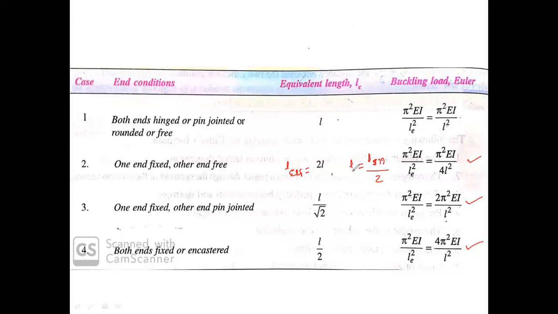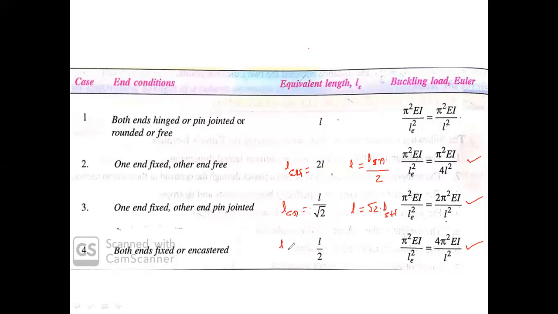So substitute L in terms of effective length. Your value will be pi square EI by L effective square. Substitute L as L effective by 2, and then you will get this value. Here also it is the same. What will be L here? When your L effective is L by root 2, what will be your L? Root 2 into L effective, isn't it? So substitute L as root 2 into L effective, and you will get this value.